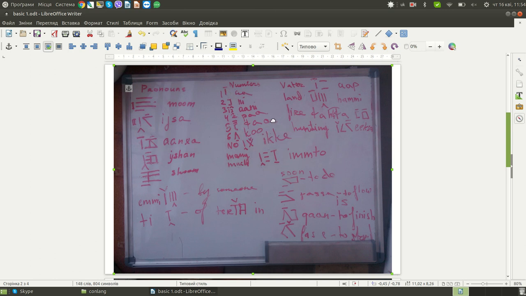Next, numbers. A, ni, ani, po, la, ku, and no is ikke, and many or much is imtu. So it's a sextimal system, but there are no zeros, that's why there is 6. So 1, 2, 3, 4, 5, 6, and next 1, 1, 1, 2, 1, 3, 1, 4, 1, 5, 1, 6, 2, and so on.